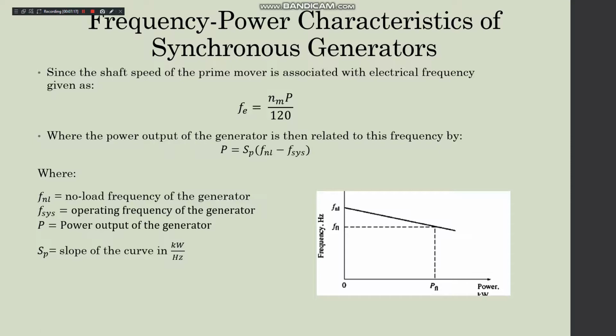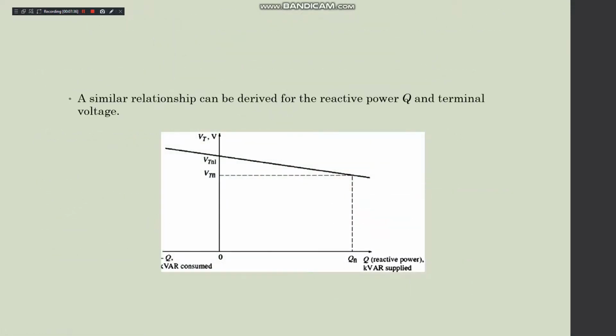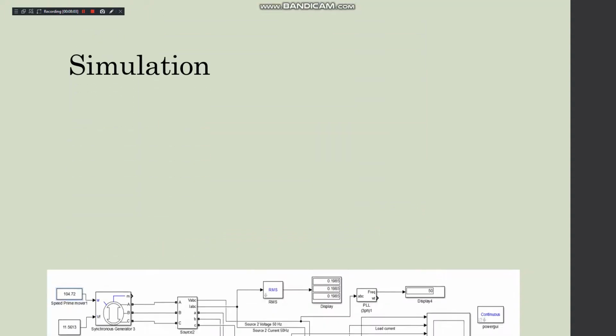Then we have this relation for electrical frequency, which depends on the mechanical rotational speed and the poles. And then we have this power formula over here, which is dependent on the no load frequency and system frequency. So we can derive from this that the power output of the generator depends upon the power demanded by the load itself and the electrical frequency of the generator itself. A similar relationship can be derived for the reactive power and terminal voltage, which is discussed thoroughly in the report as well.